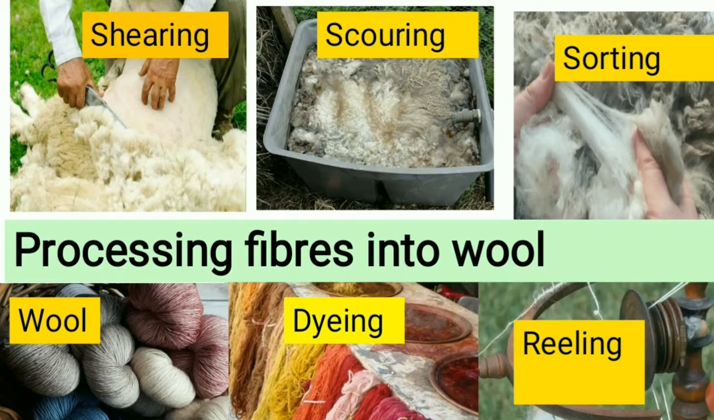Scouring. Washing woolen fibers to remove dust, grease and dirt is called scouring. Sorting. Separating woolen fibers on the basis of their size, color and patterns is called sorting. Reeling. Obtaining silk fiber thread from the cocoon is called reeling. Dyeing. After sorting and picking out the burrs, these are dyed in desired colors. Wool yarn is used in knitting sweaters and woolen cloth, that is fabric.